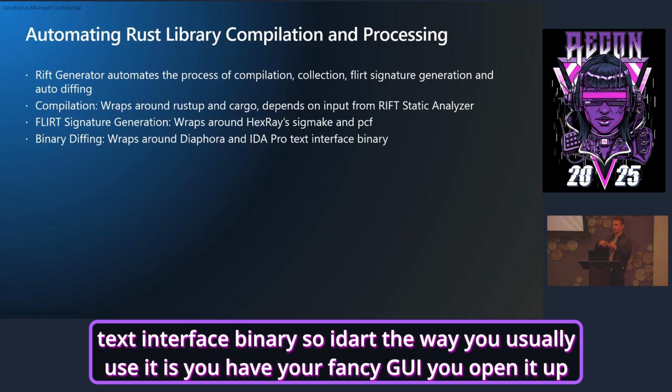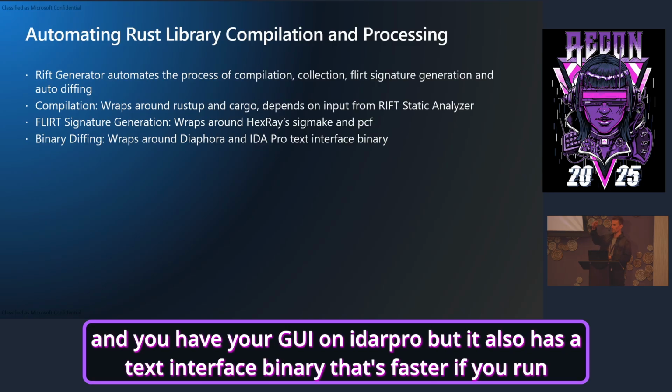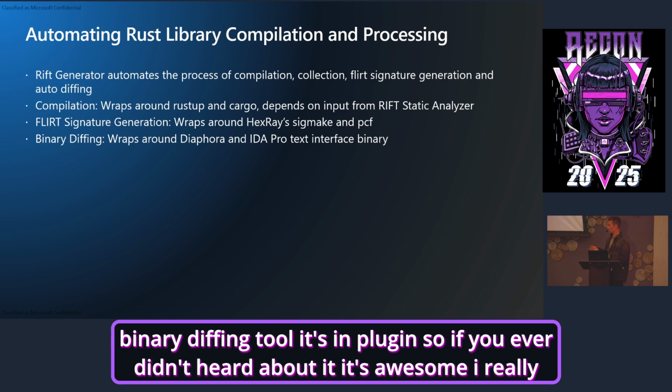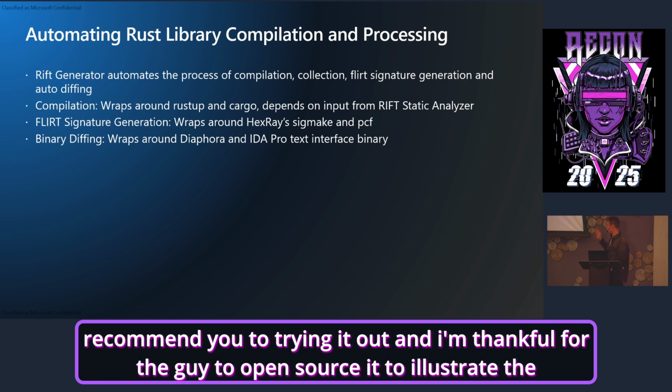The way you usually use IDA is you open it up and have your fancy GUI. But it also has a text interface binary that's faster if you run it in batch mode, because it doesn't spawn that GUI. Diaphora is a great binary diffing tool. It's a plugin. So if you've never heard about it, it's awesome. I really recommend trying it out, and I'm thankful to the guy who open sourced it.